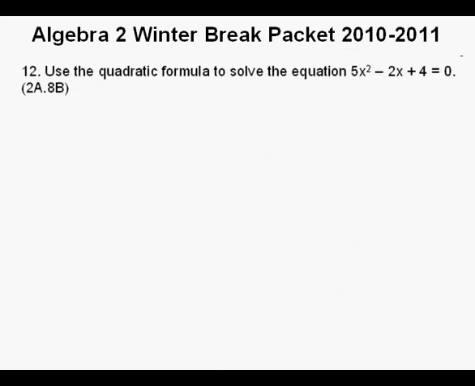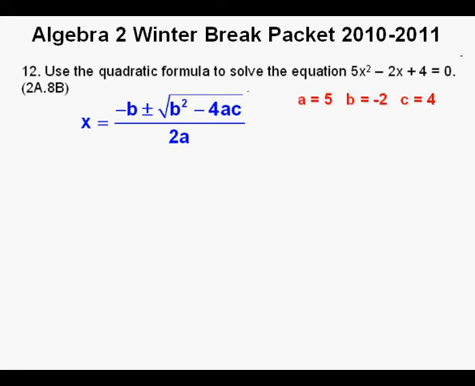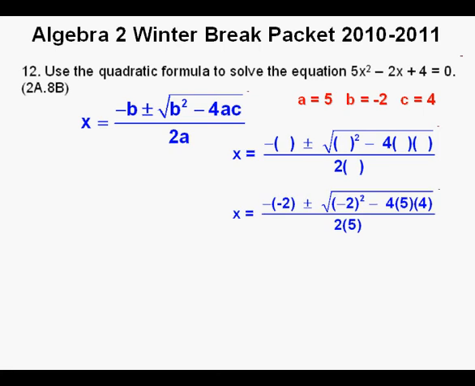Problem 12. Use the quadratic formula to solve the equation 5x squared minus 2x plus 4 equals 0. And here in blue is the quadratic formula: x equals negative b plus or minus the square root of b squared minus 4ac, all that over 2a. We identify a, b, and c from the equation. A equals 5, b equals negative 2, and c equals 4. I like to make a quadratic formula with parentheses to fill in with a, b, and c values. And here it is with a, b, and c filled in.